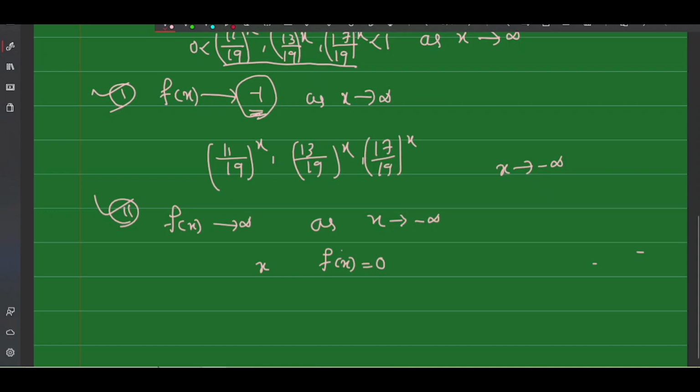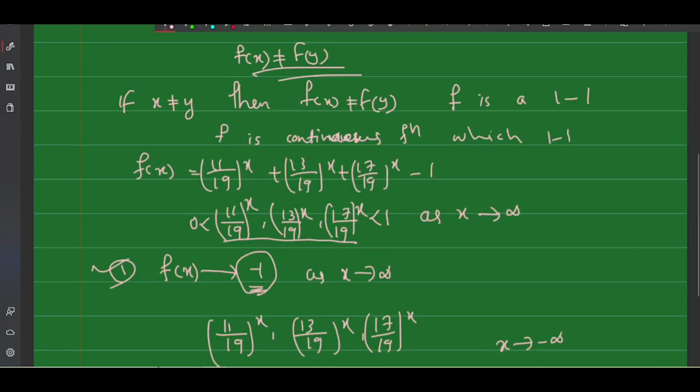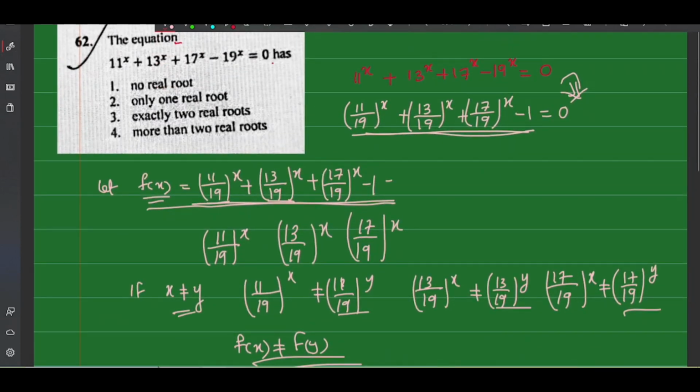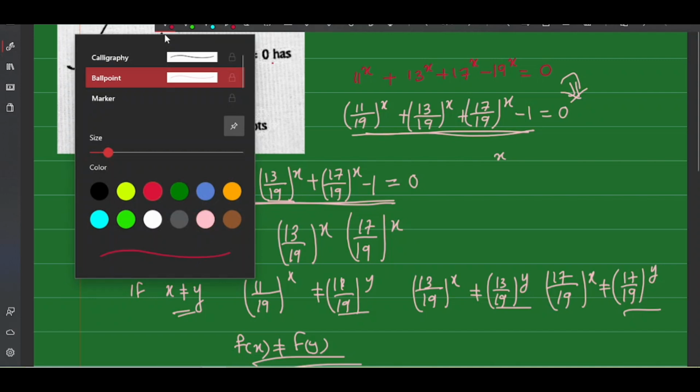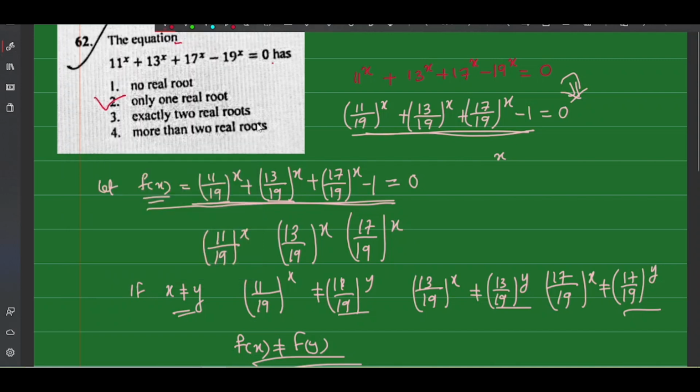Which means there exists a unique real number x such that f of x equal to 0, which means there exists a unique real root x for this equation. So option 2 is the right answer.